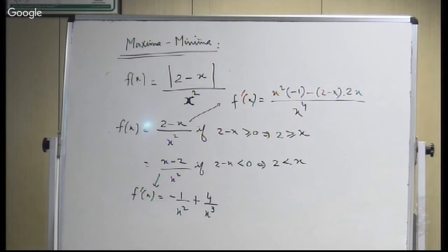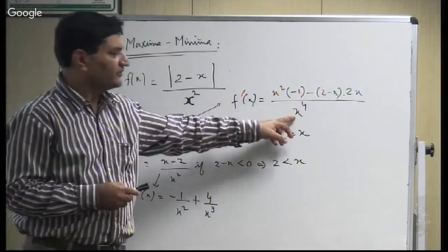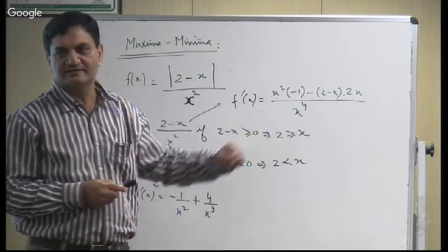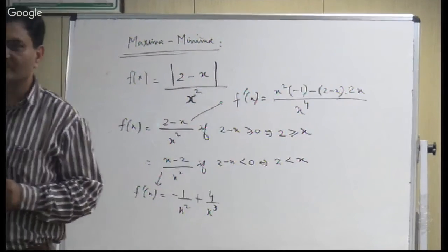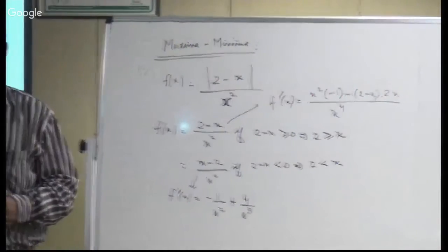Now, what are the critical points in this case? 0 is a critical point because at x equal to 0, the derivative will not exist. There's one more critical point. Now, what is that critical point?